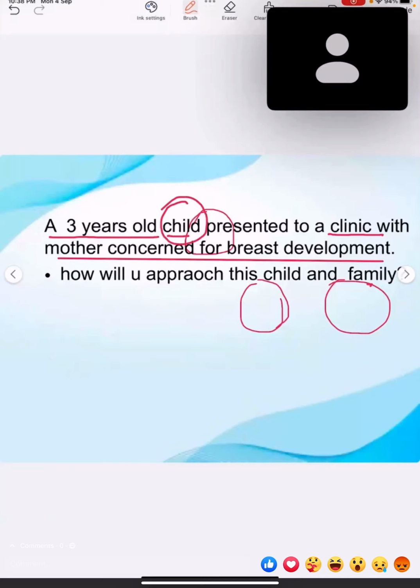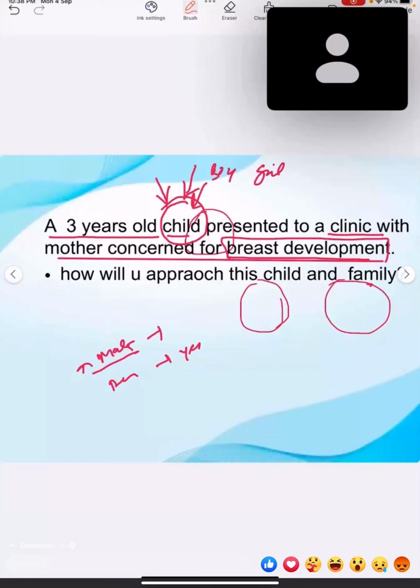Why have I written the word child here? Why not a boy and why not a girl? I have deliberately written the word child. Why? Because breast development is the function of which hormone? Do males have breasts? Yes. Do females have? Yes. So why have I written the word child?